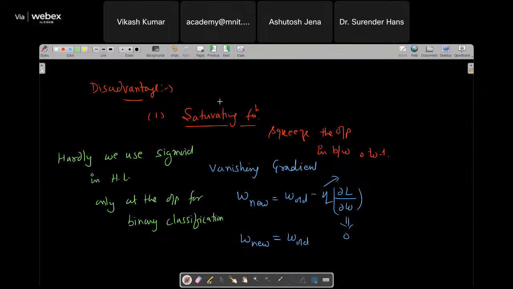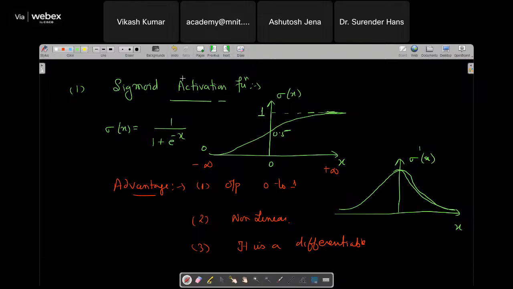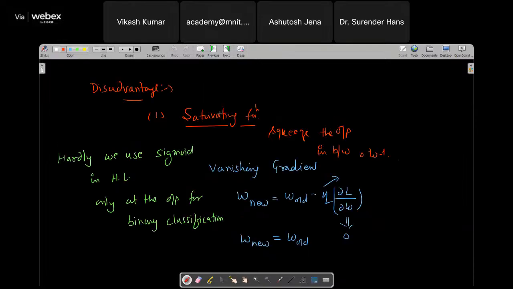Clear? So here, you can see this. The slope is 0 at higher values here. Slope means the rate of change, that is the gradient. The slope is 0 at the high value. Similarly here, the slope is 0 at this high value, which means it's negative, isn't it? Okay, so that is the first disadvantage.